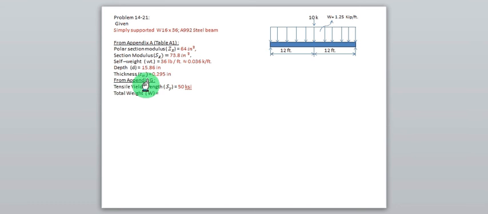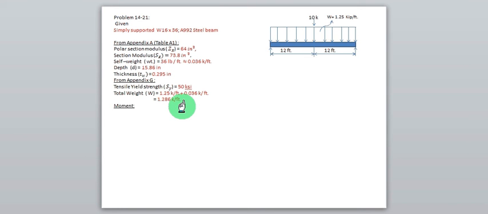So now we calculate the total uniform distributed load acting on this beam. We have two uniform distributed loads acting on this beam. One is the superimposed load, that is 1.25 kips per foot, and the other one is the self weight, that is the dead load, which is 0.036 kips per foot. So the total UDL acting on the beam is the summation of dead load and the imposed load, which we got as 1.286 kips per foot.